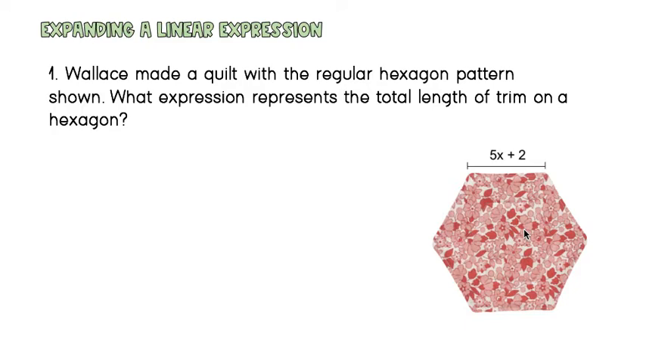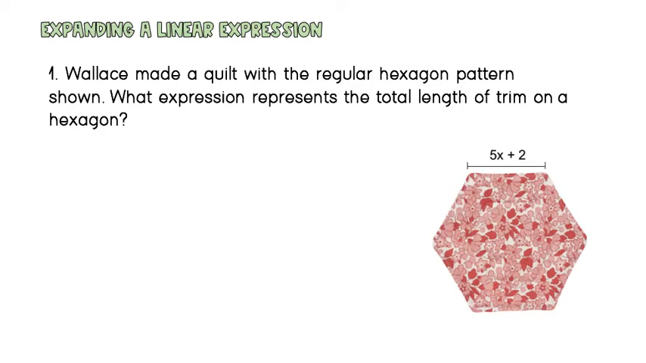Wallace made a quilt with a regular hexagon pattern shown. What expression represents the total length of the trim on the hexagon? So what this problem is telling us is that we're going to add a trim around the perimeter of our shape. So I need to know how long our trim needs to be. I see that one of the sides of my shape is 5x + 2. So I want to think, how can I find the perimeter? How can I add all of these sides together?